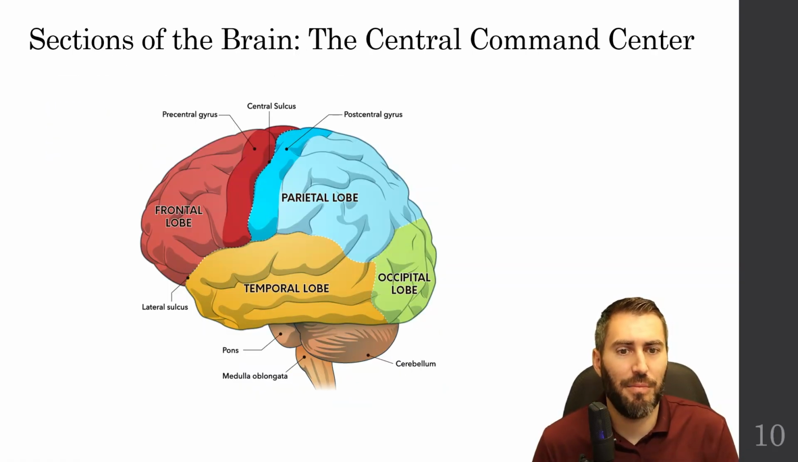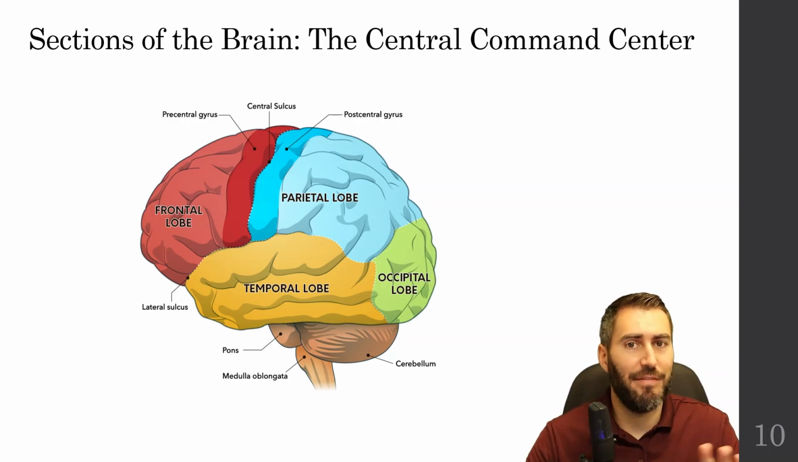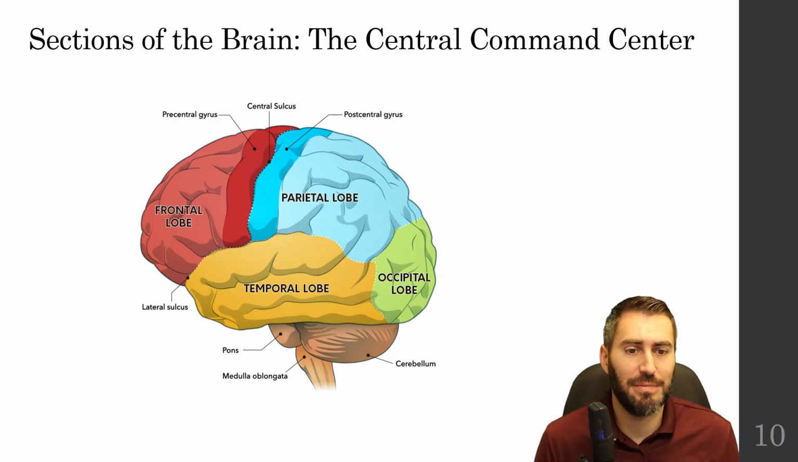Let's also talk now about the sections of the brain and how these break down and are organized. Generally speaking, we could dive into this much farther than this, but I want to start and focus primarily on the main regions of the brain. The main four regions, or the main four lobes of the outer cortex, are the frontal lobe, which we can see in red, the parietal lobe, which we see in blue, the temporal lobe in yellow, and the occipital lobe in green.